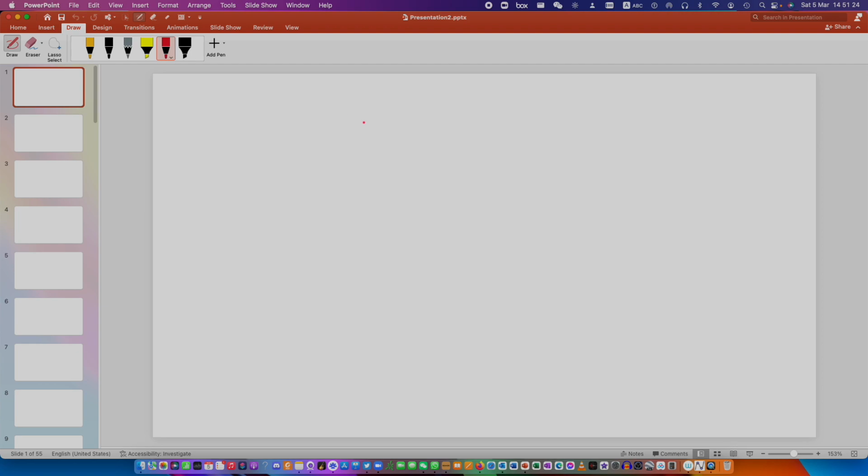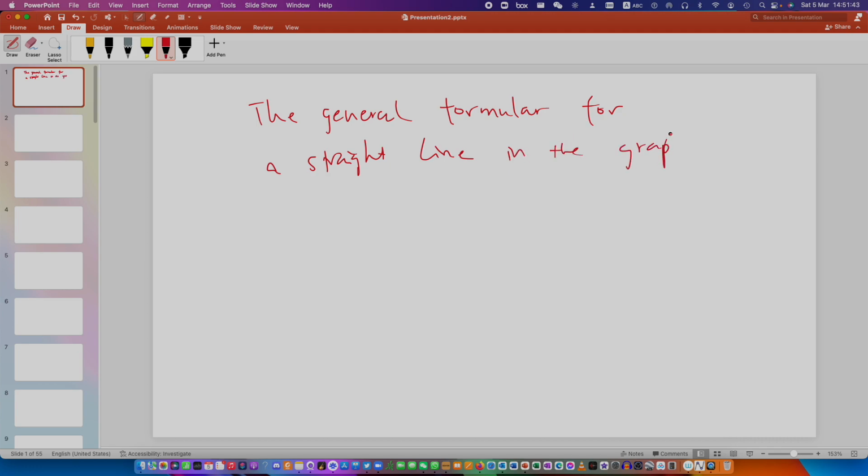So we were talking about the general formula for a straight line in the graph, which is y equals to mx plus c, right? So in this case, your m is your gradient, c is called your y-intercept.